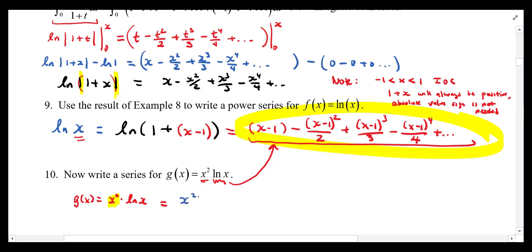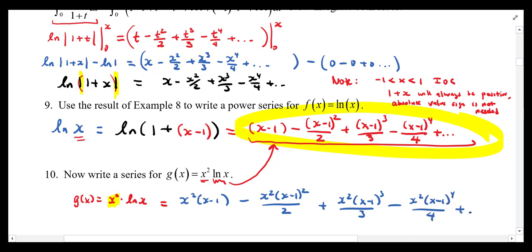So now you'll get x squared times x minus 1. You'll get x squared times x minus 1 all squared over 2. And then x squared times x minus 1 cubed over 3. And here you get x squared times x minus 1 to the power 4 over 4. And then see how I can create and build more infinite power series? Yeah, pretty cool. And so all these things like ln x and e to the x, and you'll figure out later on sine x and cosine x, these transcendental functions can actually be written out using infinite power series.